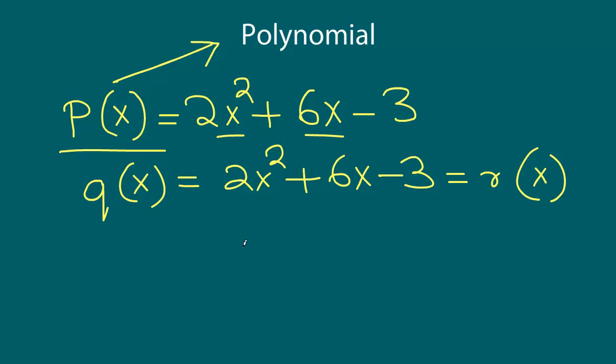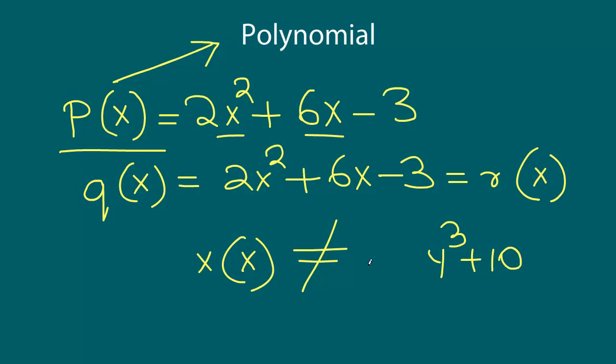What we do not do is use the same variable letter outside. That means we do not write like this. We never do that. Or if the variable is y, so for example, if our polynomial is y cubed plus 10, we will not represent this like that. So we will represent this as maybe p of y.